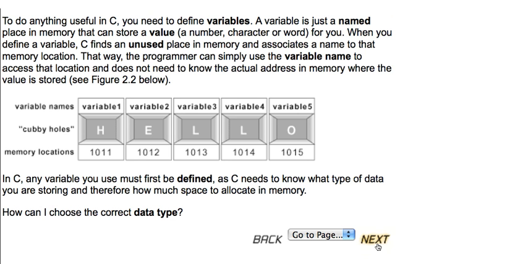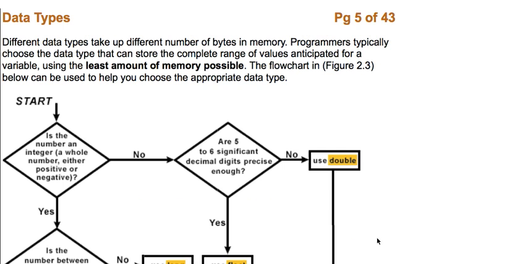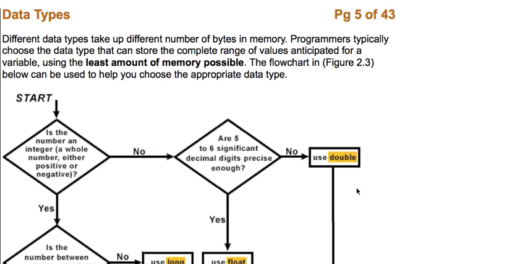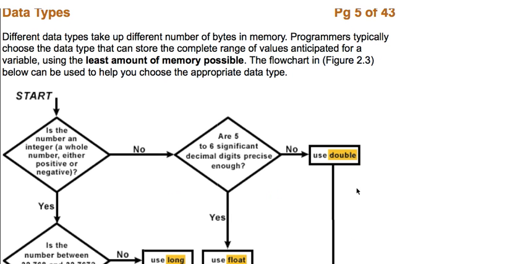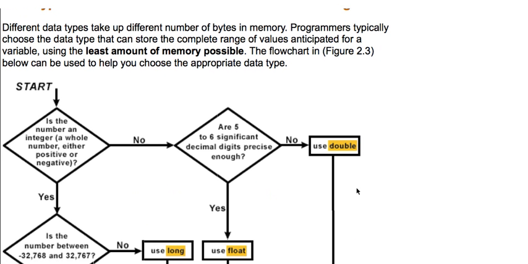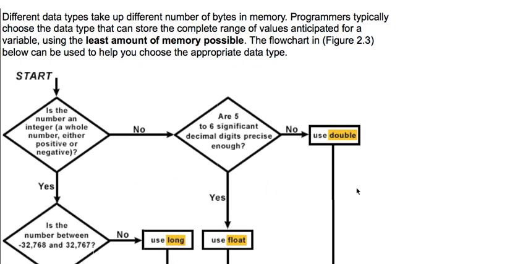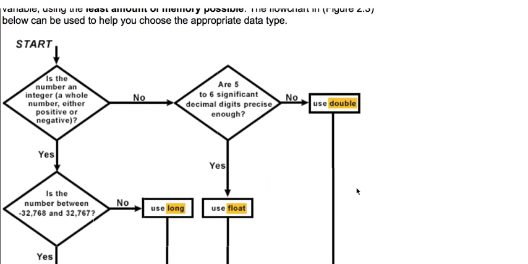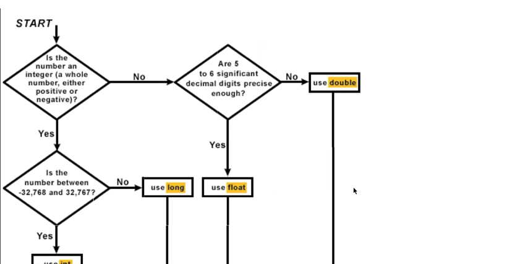How can I choose the correct data type? Let's see. Different data types take up different numbers of bytes in memory. Programmers typically choose the data type that can store the complete range of values anticipated for a variable, using the least amount of memory possible. The flowchart in Figure 2.3 below can be used to help you choose the appropriate data type. For now, we're just going to walk through an integer like 2.